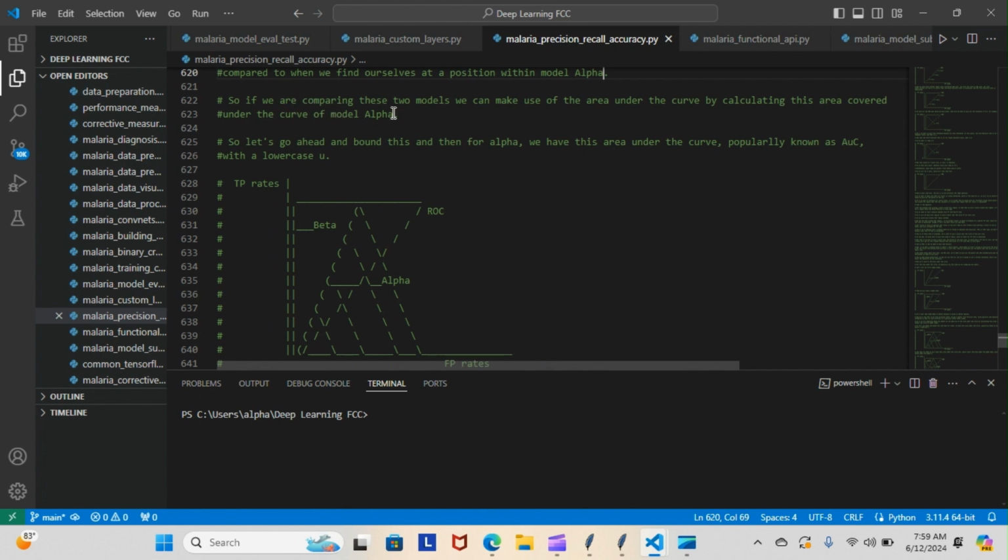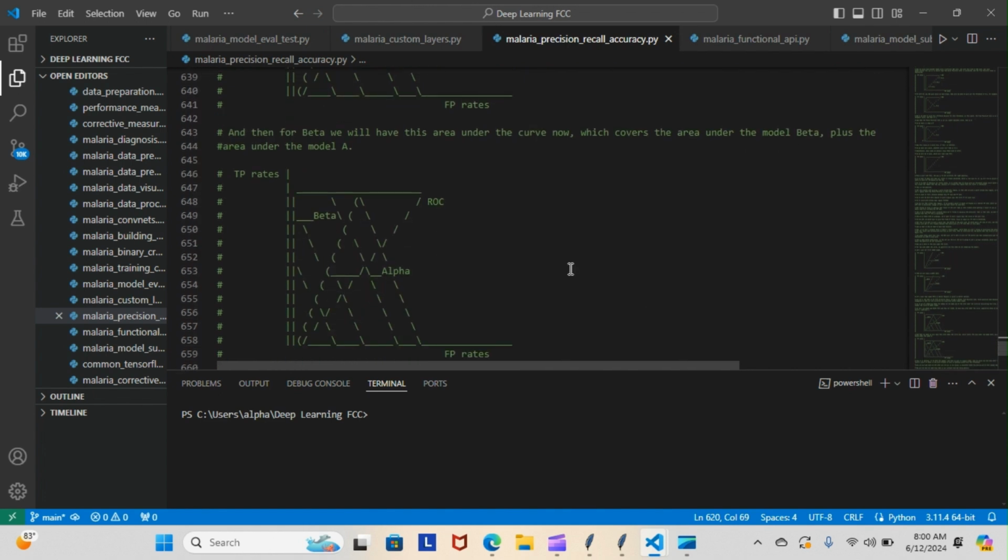If we are comparing these two models, we can make use of the area under the curve by calculating the area covered under the curve of model alpha. So let's go ahead and bound this. For alpha, we have this area under the curve, popularly known as the AUC. All of these lines coming down cover the entire area under the curve of alpha. So that would be our AUC for alpha.